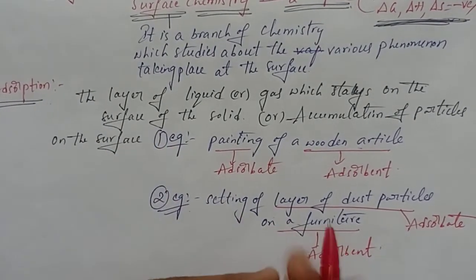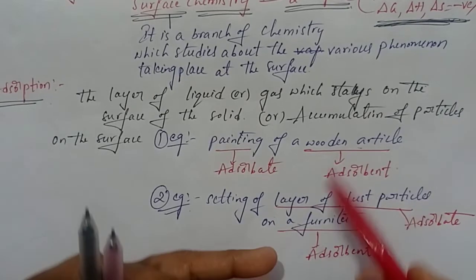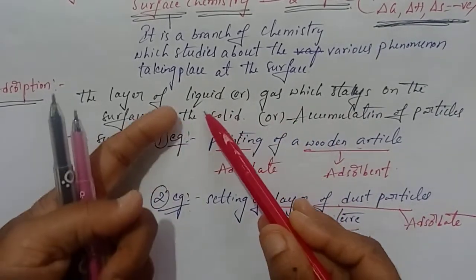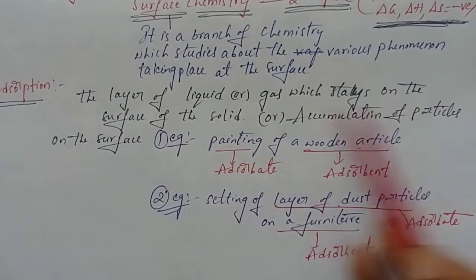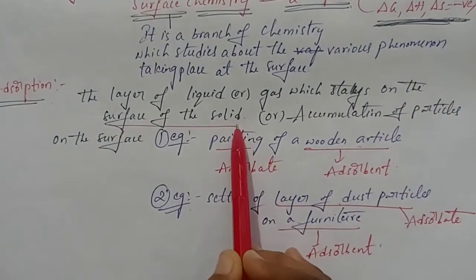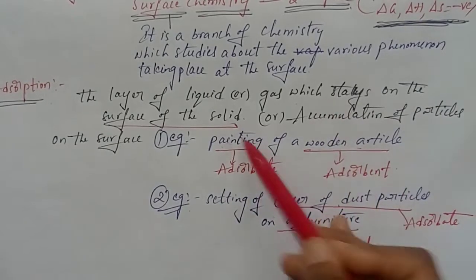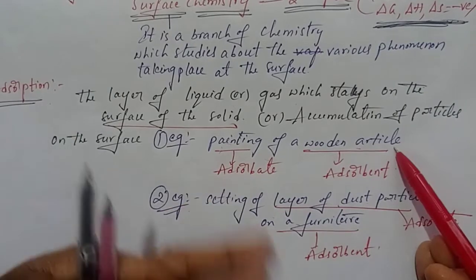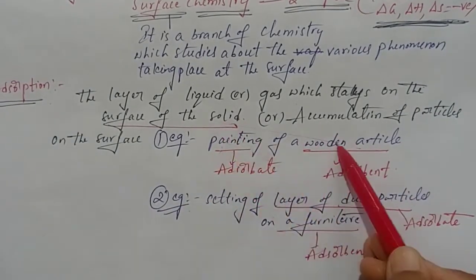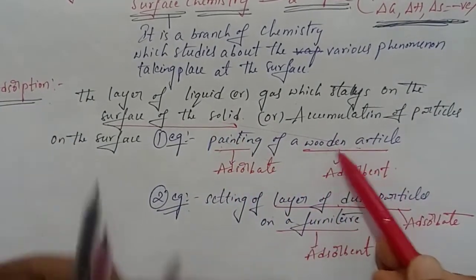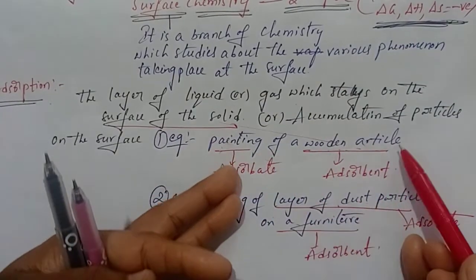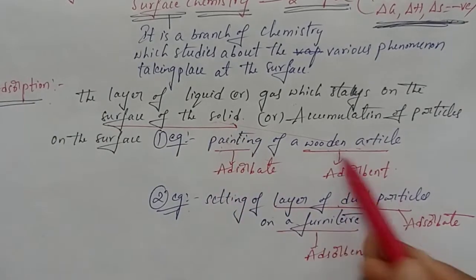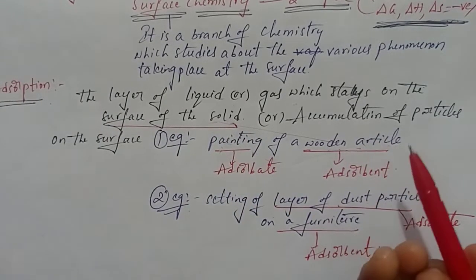In this adsorption, the settling of a layer of dust particles means these are gas particles. The layer of a liquid or gas stays on the surface of the solid. For example, painting is a liquid which stays on the wooden article, and the wooden article is the solid surface. So this is nothing but adsorption.